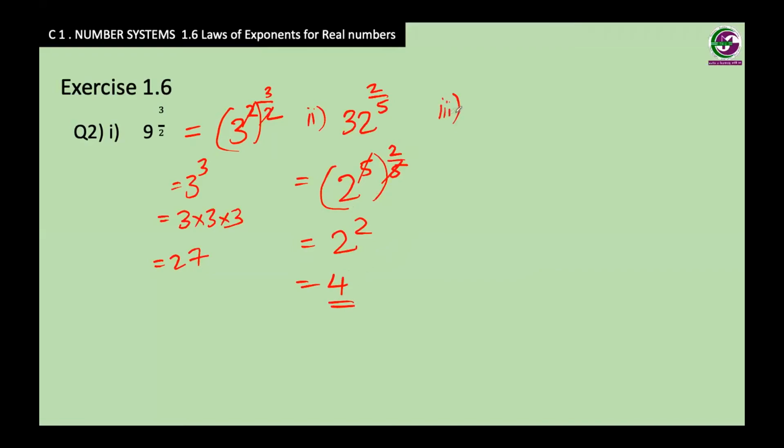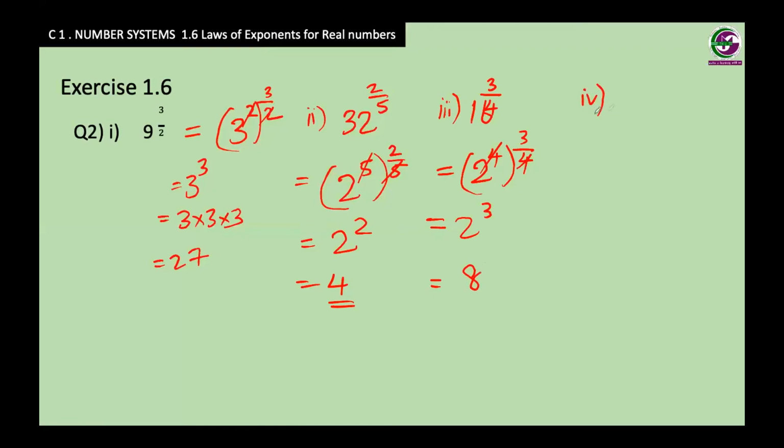Okay, now let's move on to the next one. 16 power 3 by 4. 16 can be written as 2 power 4, and outside you have 3 by 4. These two get cancelled, and you get the answer 2 power 3. What is 2 power 3? 2 times 2 times 2, which is 8.